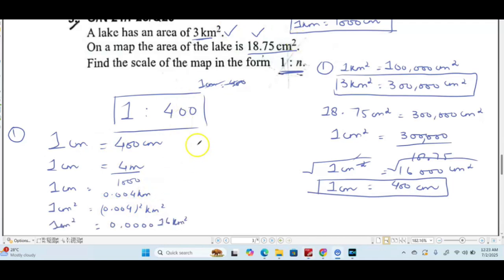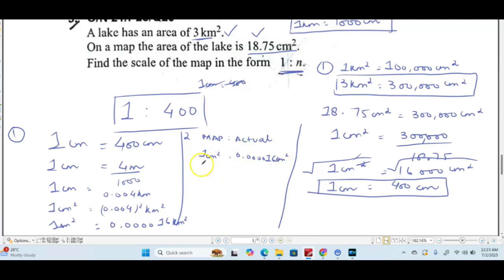Now we move to our second step, which is map versus actual. We take one value from this, obviously both can't be used. So we know that 1 centimeter square is equal to 0.000016 kilometer square.